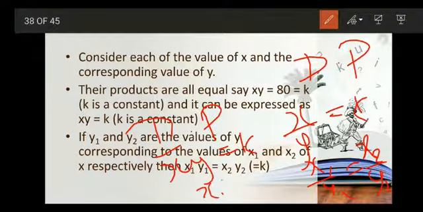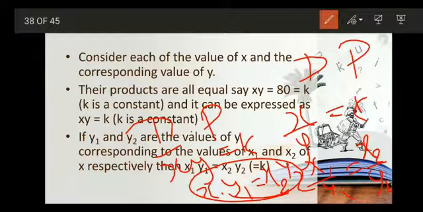So you will get x1 y1 is equal to x2 y2. Using this we are going to solve the problems.